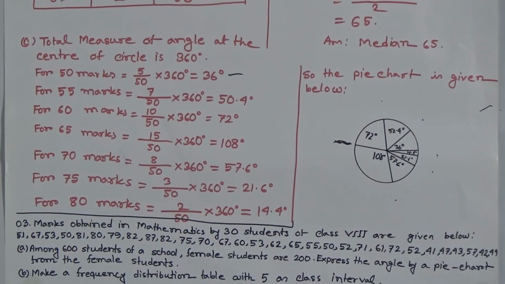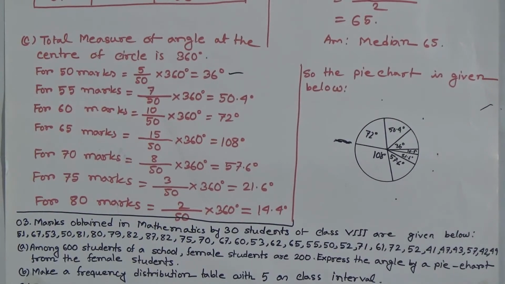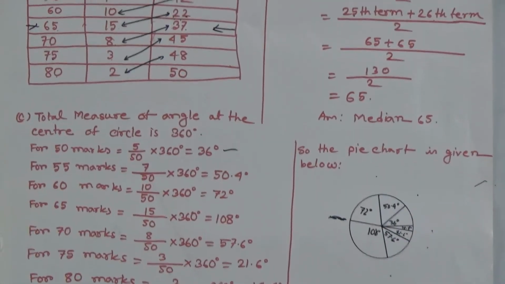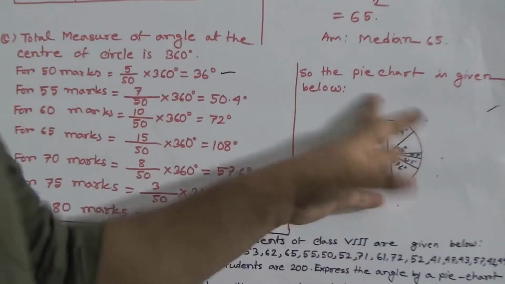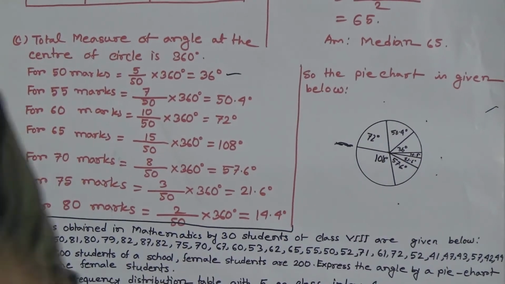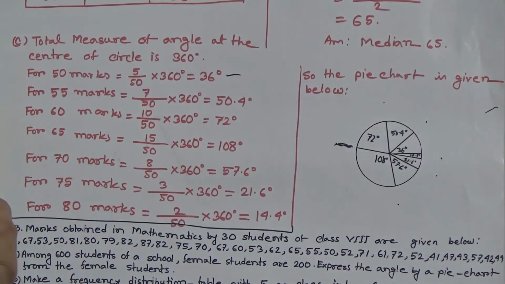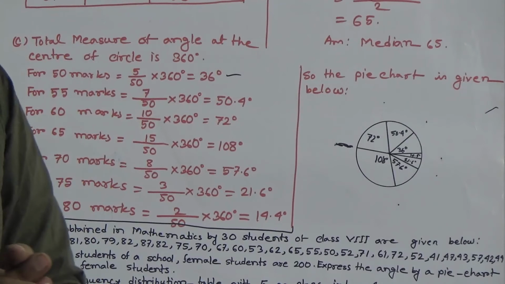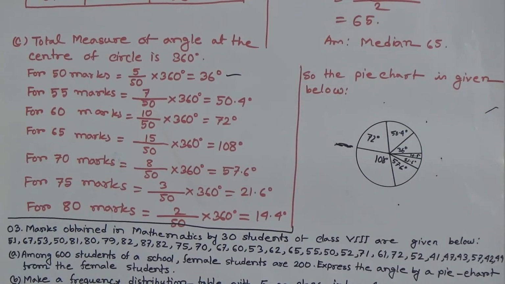So first of all, we find out the required angle for each frequency. After that, we draw that angle in the given pie chart. That means first of all we draw a circle. After that, we take a radius, and using that radius we draw each angle which we obtained by using the frequency of the given distribution table. Okay. I hope you have understood question number C. This is our today's CW.